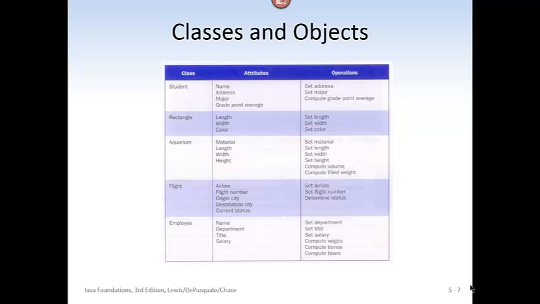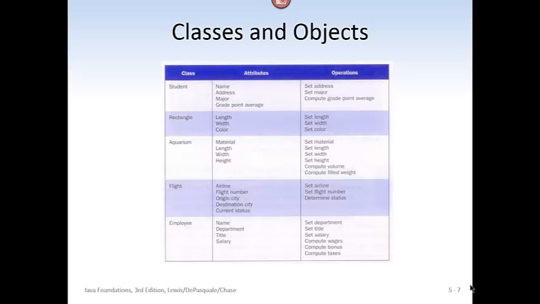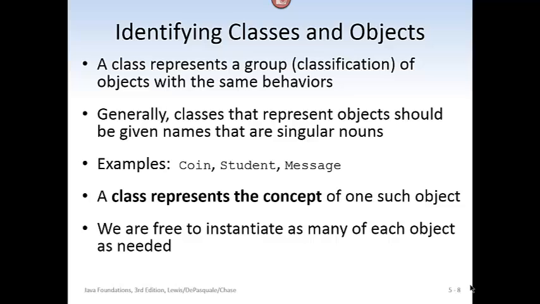So if we wanted to code class student, we would include a name, an address, a major, and a GPA. Methods we would write would be allowing us to set the address, set the major, and compute the grade point average.